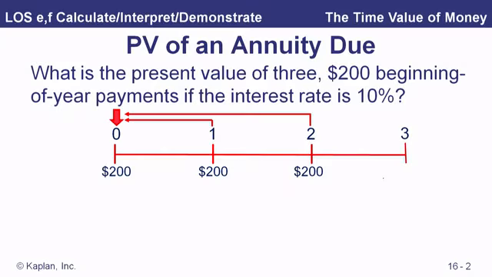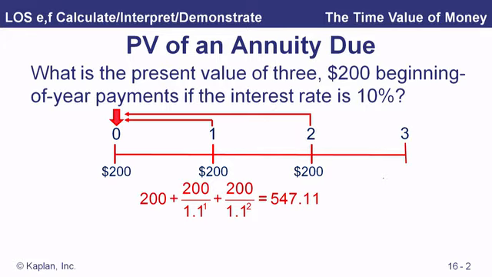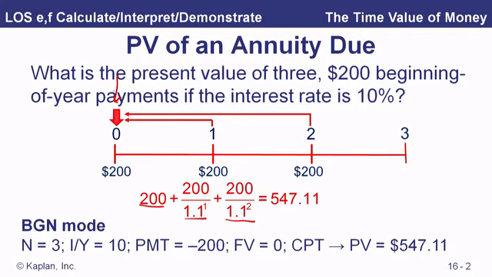So let's look at the present value of an annuity due. Same 3 $200 payments, same interest rate, 10%. So the present value of that first payment, that's today's money, so it's 200. We take the present value of the other 2, add them all up, and that gives us the time 0 value of those payments, 547.11. On the calculator in begin mode, we can say n equals 3, 10%, here's our payments, future value 0, compute the present value, and get 547.11 that way as well.